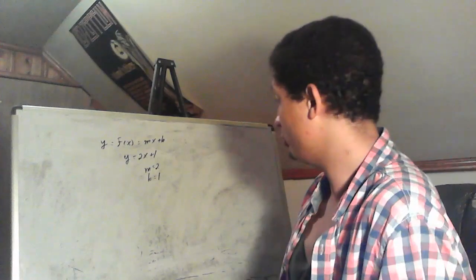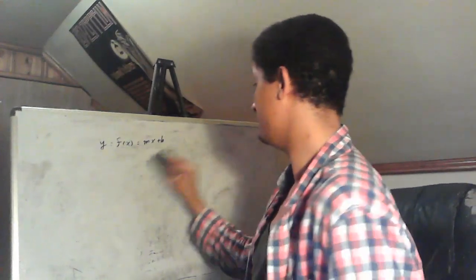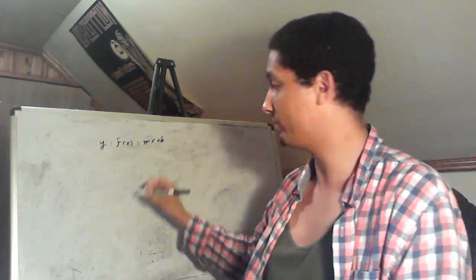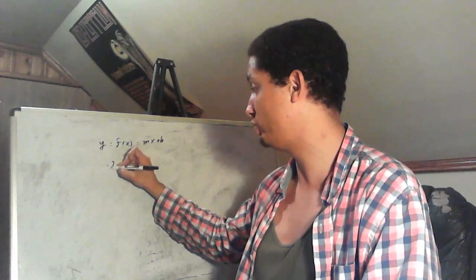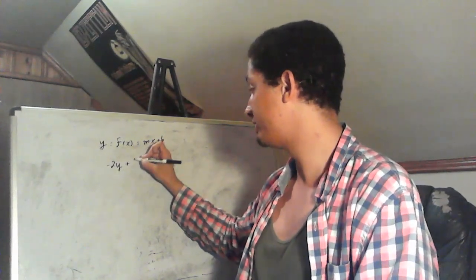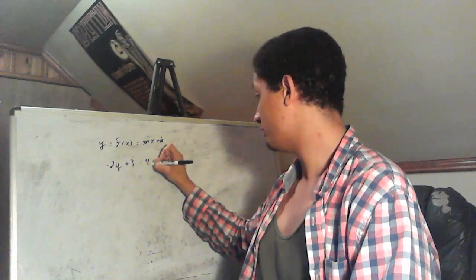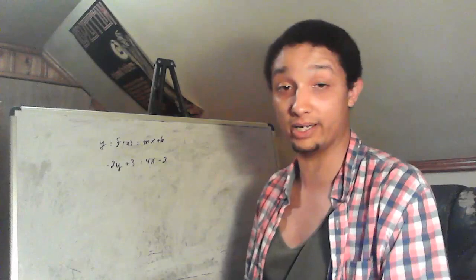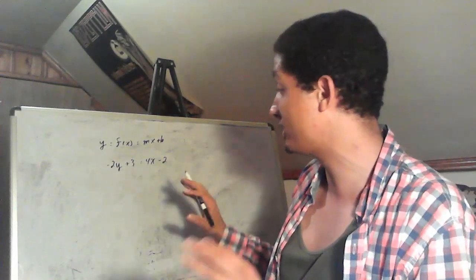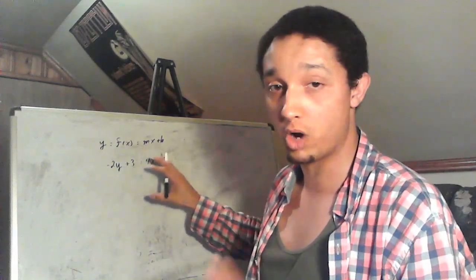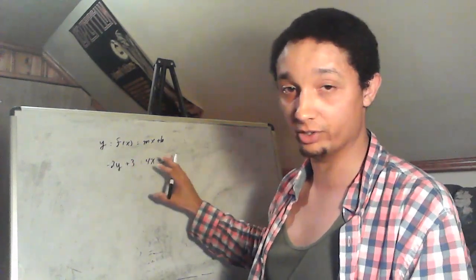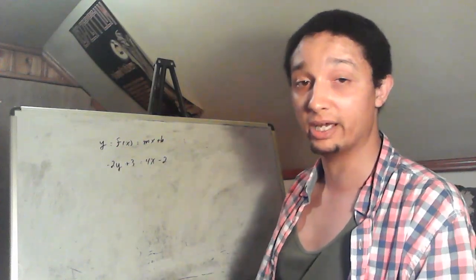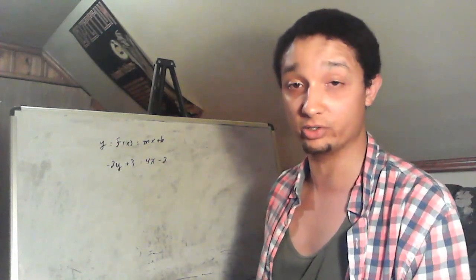Now let's say they give you a line that isn't in this form right away. Let's say they start out giving you something like negative 2y plus 3 equals 4x minus 2. Then they ask you for the slope and the y-intercept. Well, all you have to do here is algebraically solve this for y. You get y on one side of the equation, so it has the form y equals mx plus b, and then read off what the slope and the y-intercept is.